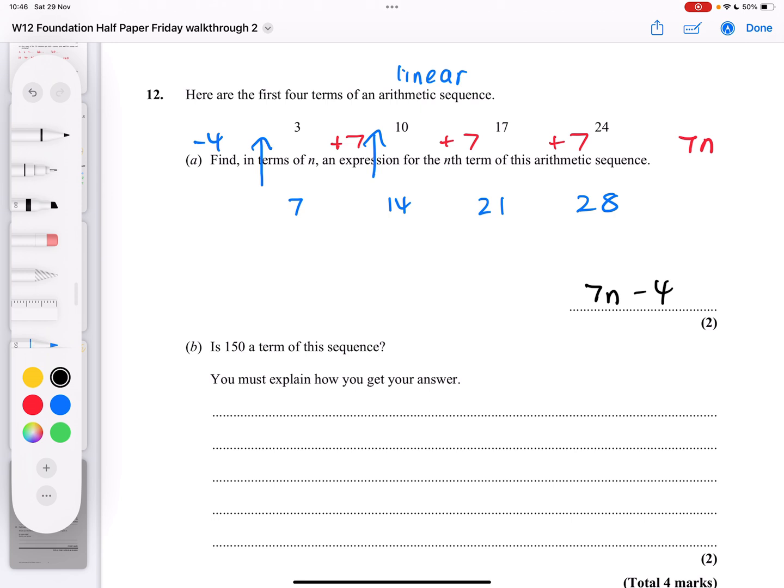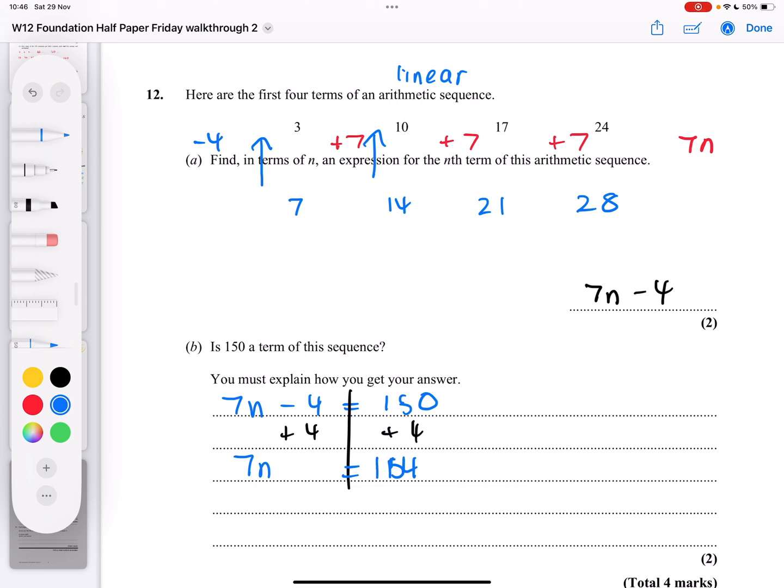Is 150 a term in this sequence? You must explain how you got to your answer. So I'm going to form an equation. 7n minus 4 equals 150. When I solve this equation, if the value of n is an integer, that means whole number, then it means it is in the sequence.